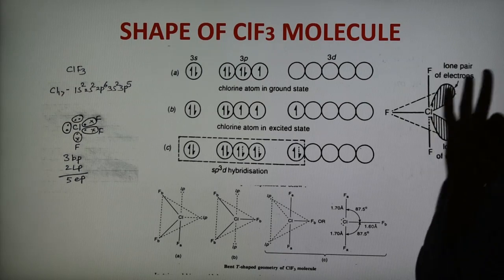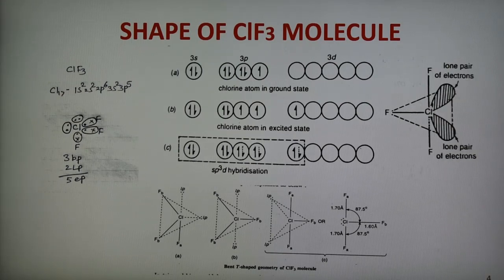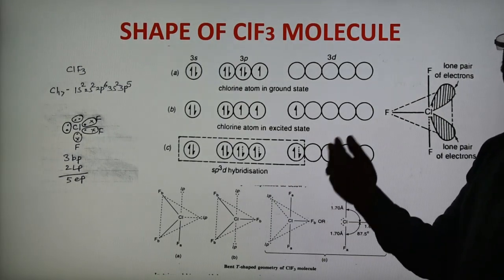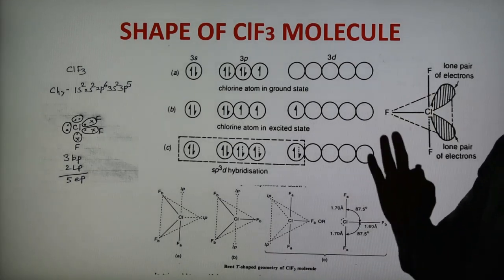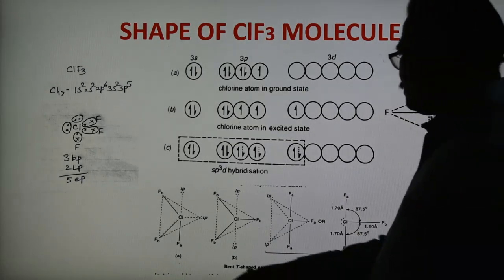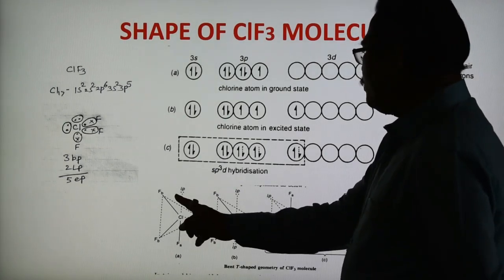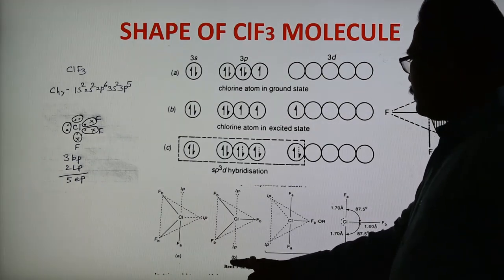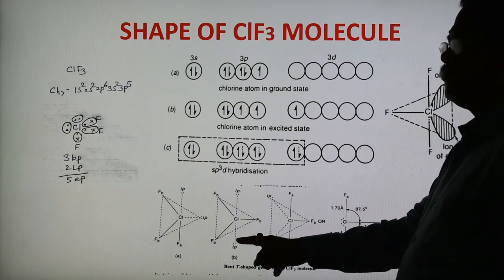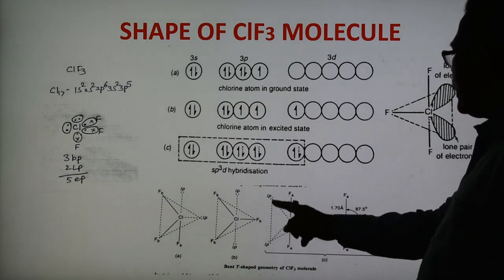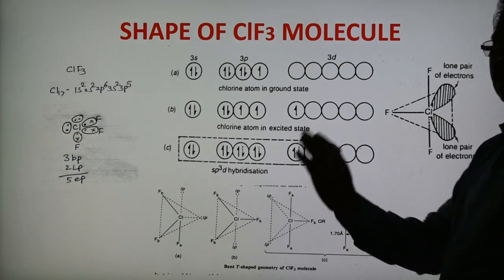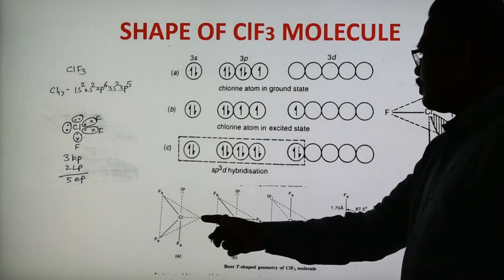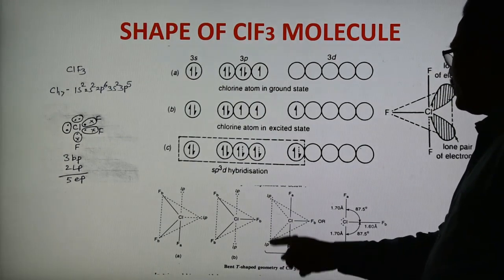Now there are 3 possibilities of placing the electron pairs, that is, the 2 lone pairs. What is the position: is a lone pair at the axial position or the equatorial position? In figure A, one lone pair is at the axial position and the other is at the equatorial position. In figure B, both lone pairs are at axial positions. In figure C, both lone pairs are at equatorial positions. So there are 3 possibilities of placing the 2 lone pairs.